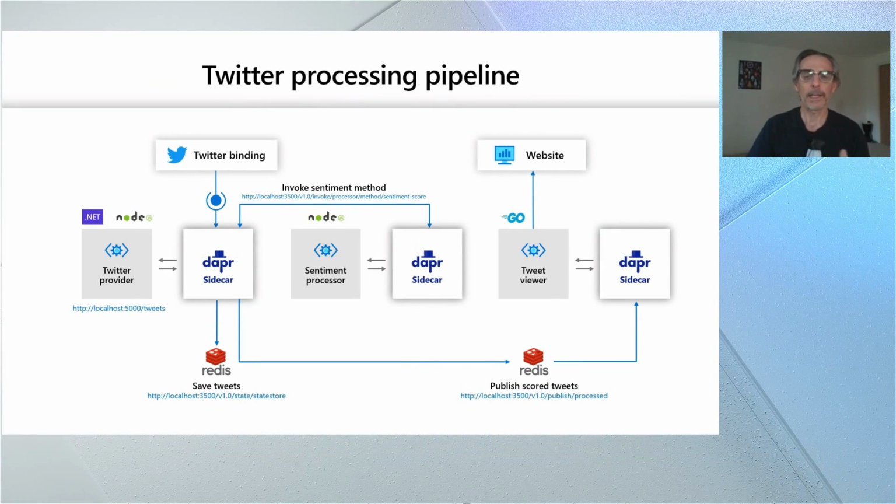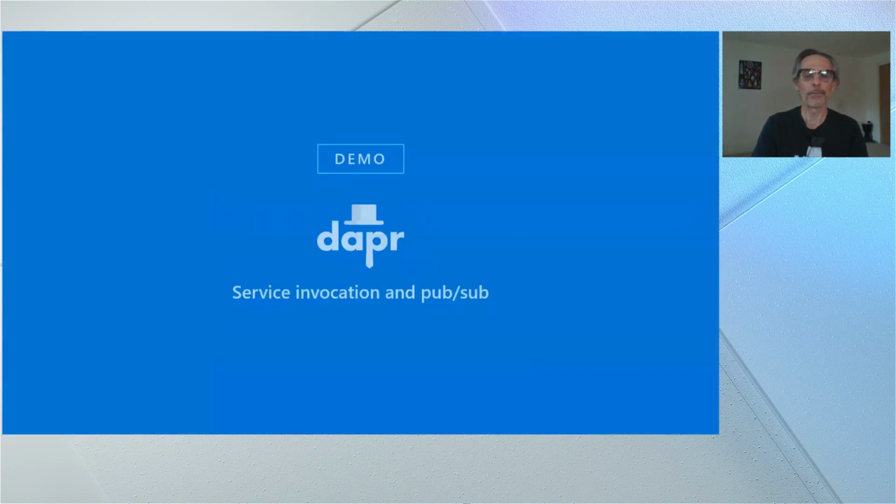Now, the key here is that I've also built the Twitter viewer in a completely different application. I built this inside Go. So I've got 3 different types of services here, all built in different types of languages. And in this case, I'm running this all locally. I've used Redis as my state store to save my tweets still, and I'm using Redis in order to send my processed tweets. So let's go ahead now and roll a second demo and see how this gets built out.